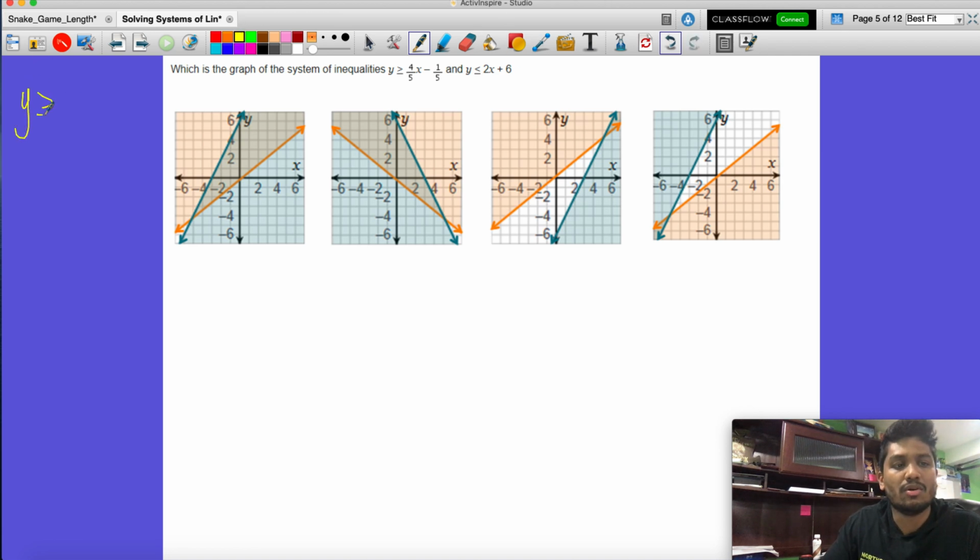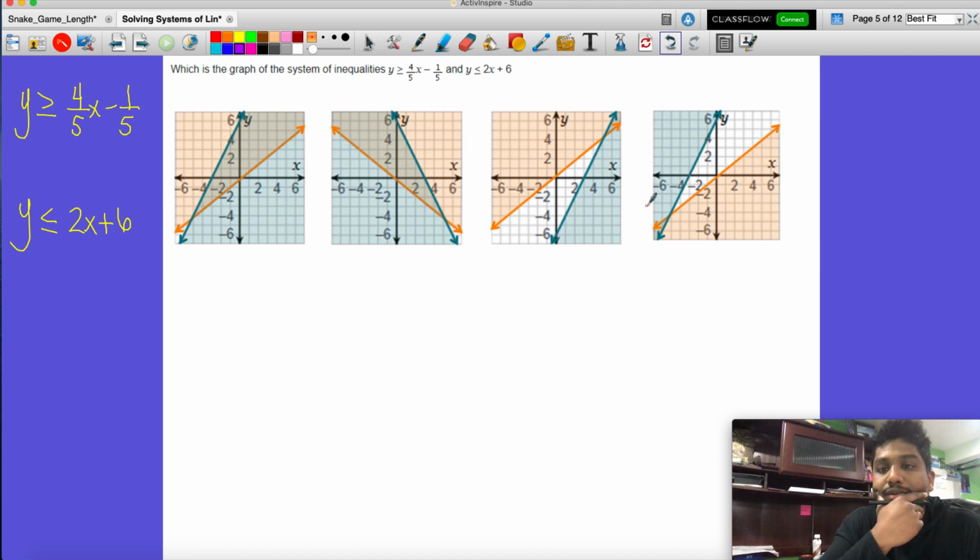Y, it's really small the way it came, so 4 over 5x minus 1/5. Oh, yikes. Well, that's a fraction, not cool. And then y is less than or equal to 2x plus 6. Okay, so we need to figure out which one of these graphs will represent that. And wow, okay, so let's think about this for a second.